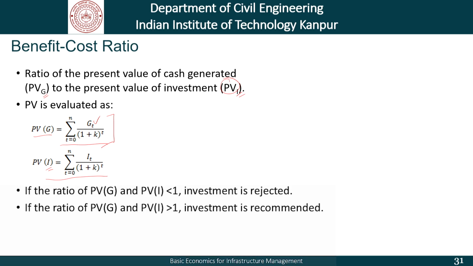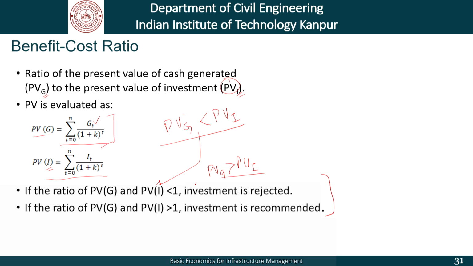Now if this ratio is less than 1, the investment is rejected, and if this ratio is greater than 1, the investment can be recommended. What's really being said is that if this ratio is less than 1, what does it mean? That is, the PVG is less than the PVI. That is the condition when the ratio will be less than 1, because we are talking of a ratio of PVG upon PVI. If PVG is less than PVI, the ratio will be less than 1, and if PVG is greater than PVI, then the ratio will be greater than 1.